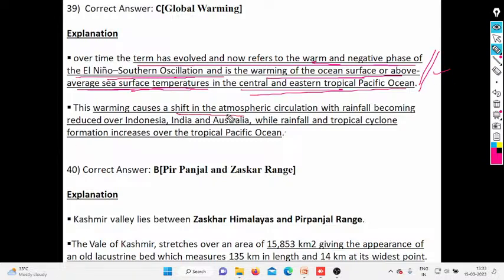This warming causes a shift in the atmospheric circulation, with rainfall becoming reduced over Indonesia, India and Australia, while rainfall and tropical cyclone formation increases over the tropical Pacific Ocean.